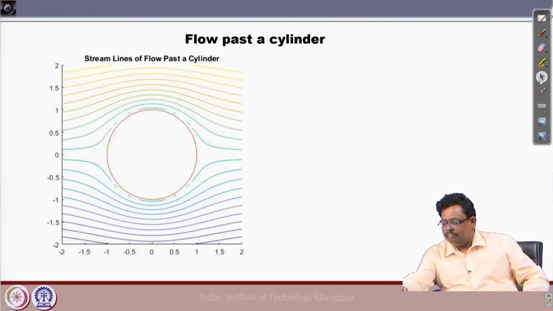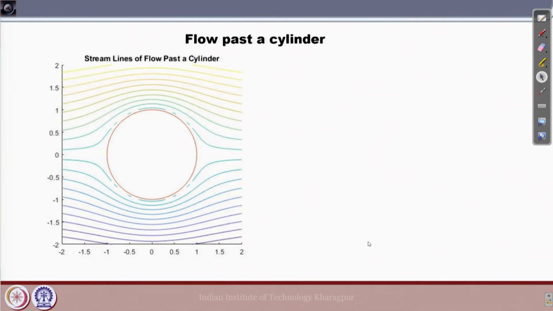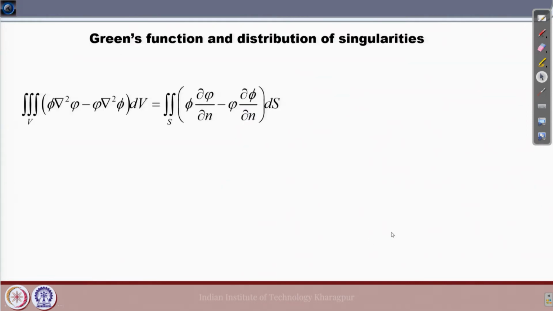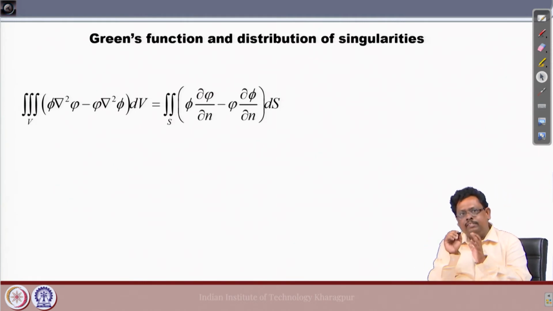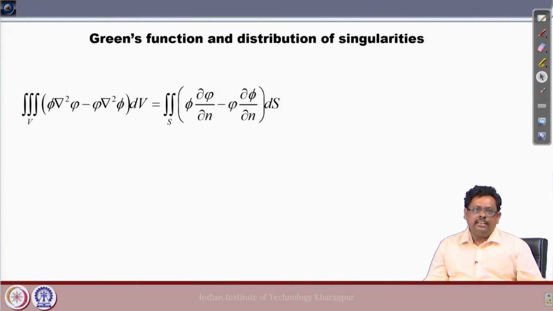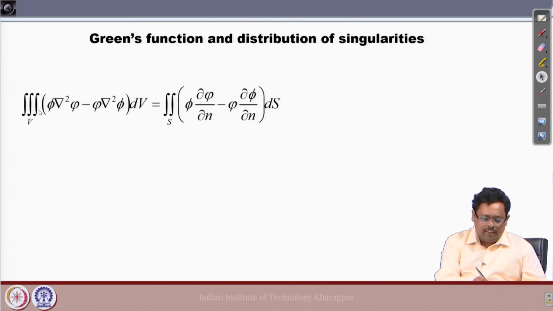Getting this idea, let us move on with the Green's function and the distribution of singularities. Here we are going to use Green's theorem. It tells you, let us say, phi and psi be any functions. There are other mathematical conditions, but at this moment let us ignore them. Here, on the left hand side you have a volume integral of phi into del squared psi, which is a Laplacian, right.